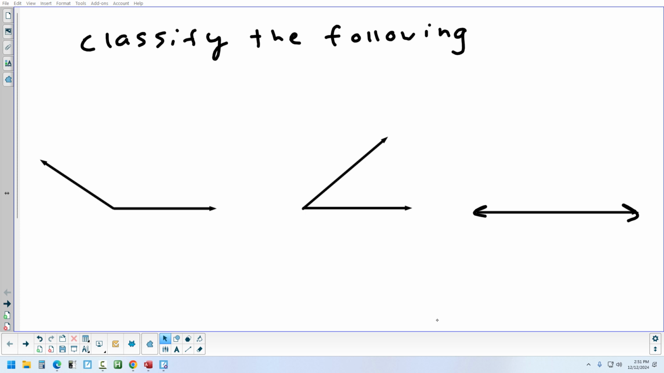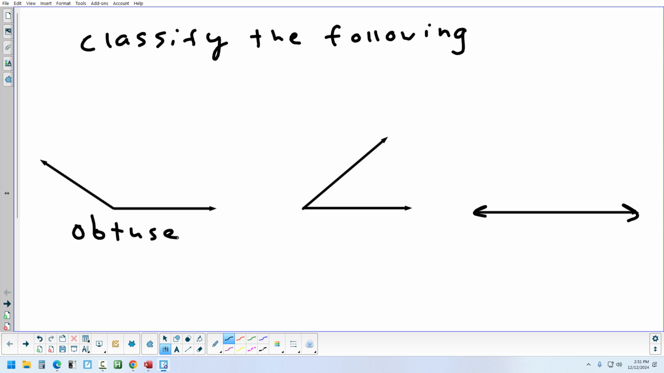All right, so the first question we're going to take a look at is just classifying an angle based on its size. Okay, so the first one has an angle that is larger than 90. So do we remember what that's called? Obtuse. Yeah, that's obtuse. Good.